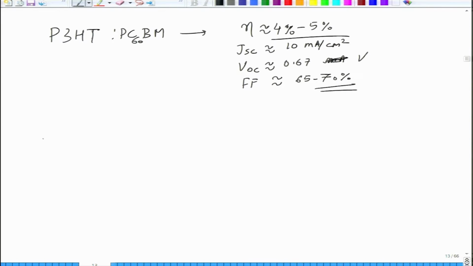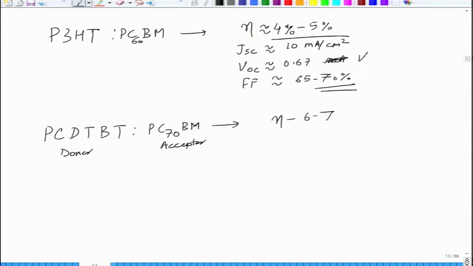Okay. The ones which are based on another polymer PCDTBT, and in this case we use PC70BM, so this is donor, this is acceptor. These heterojunctions give efficiencies of the order of about 6 to 7% and VOC of the order of nearly 0.9 volt and JSC of the order of 10 to 11 milliamps per centimeter square.